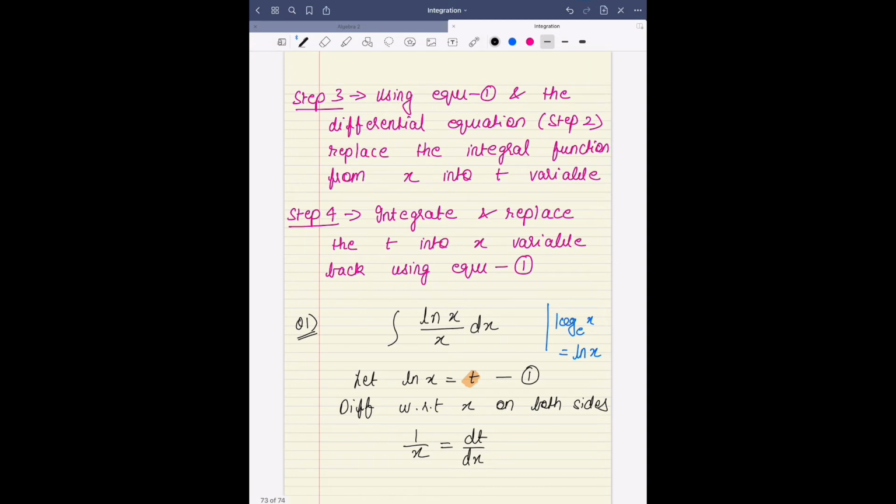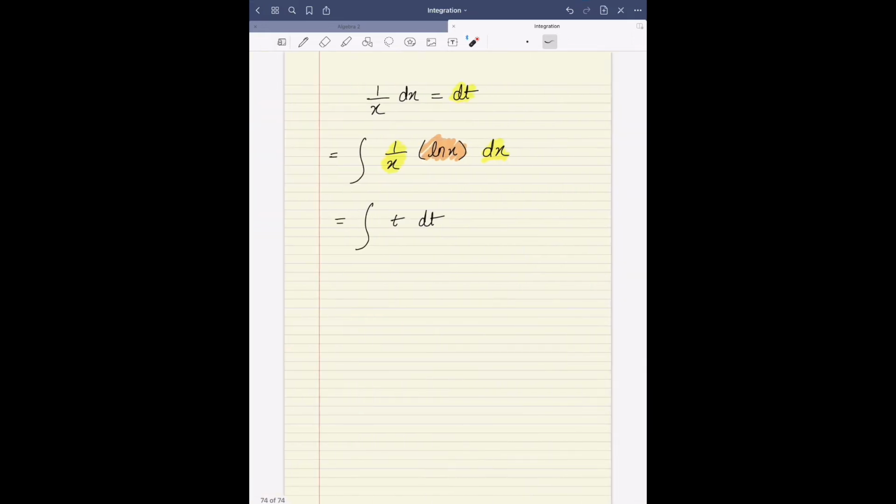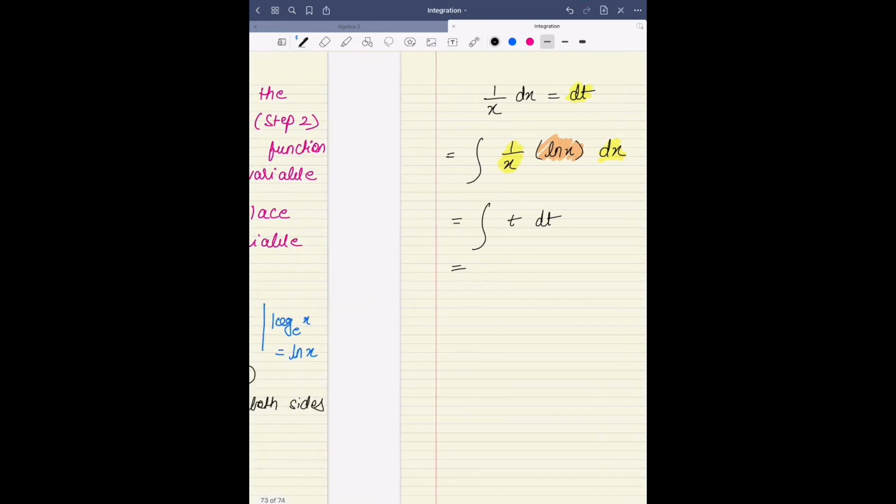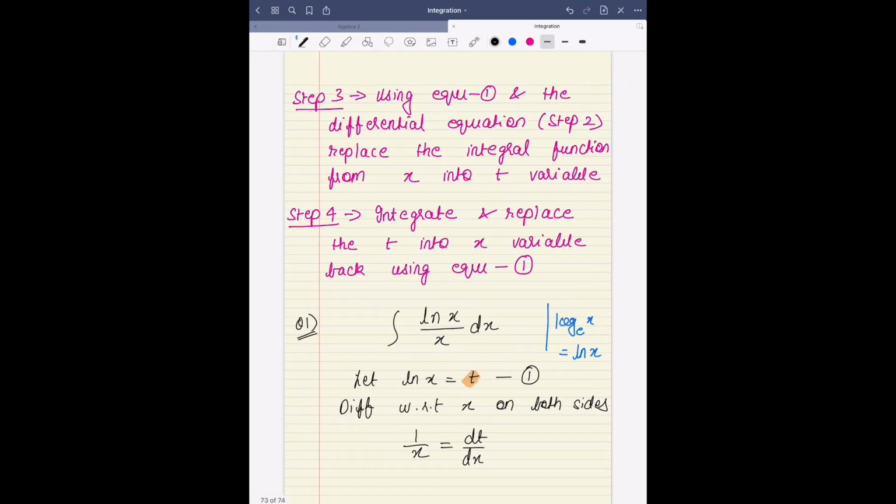And if you're wondering why I can't solve this question with any other technique, you can check and apply. Any other thing will not work, right? Okay, so let's see. Now t dt. So that's it. Your equation step 3 is done.